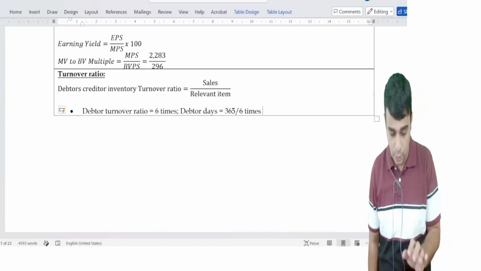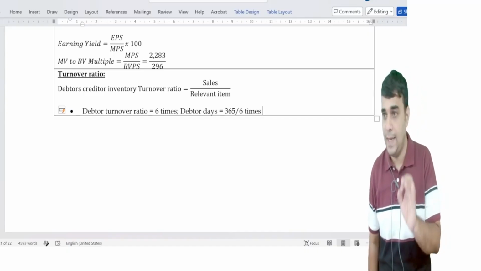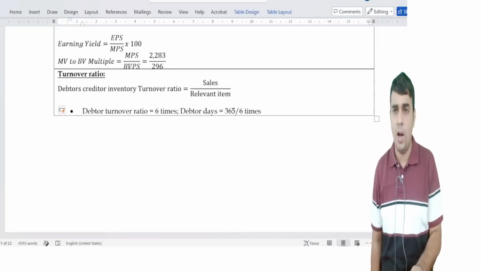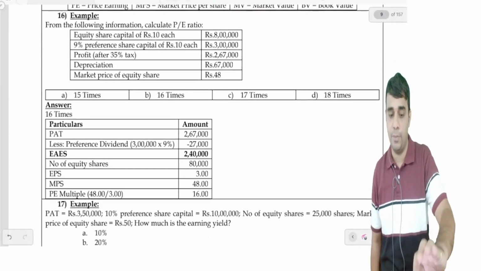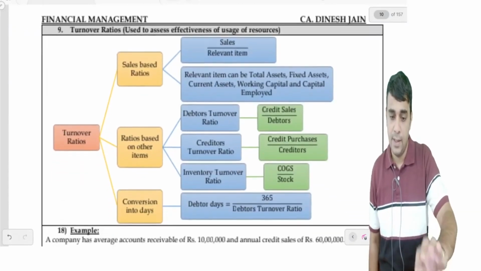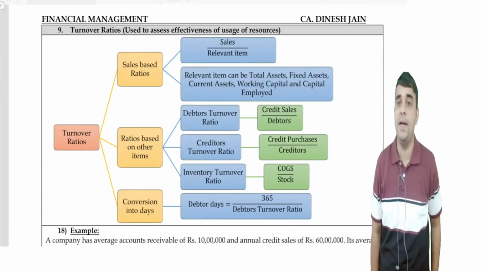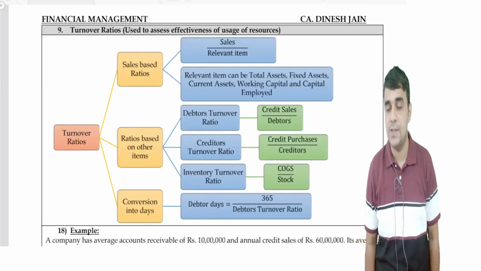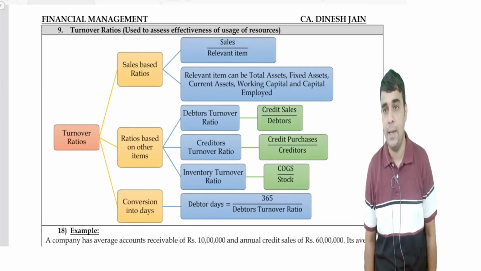So first, what is turnover ratio? Sales divided by relevant item. Exceptions are there. All of this is there in the book. Now I'll show it from the book. Sales based ratio, sales by relevant item. Relevant item can be total assets, fixed assets, current assets, working capital, capital employed.